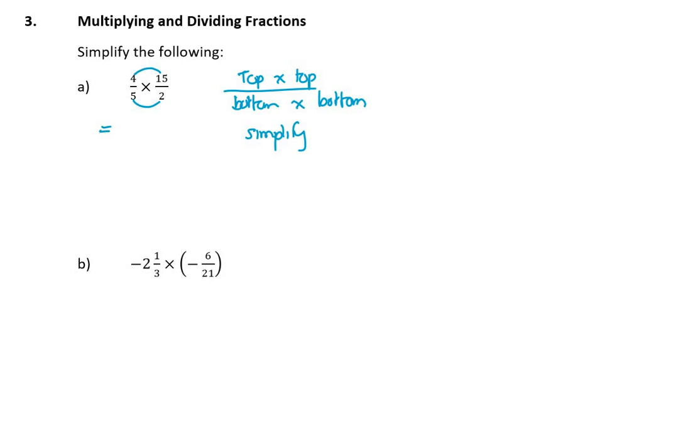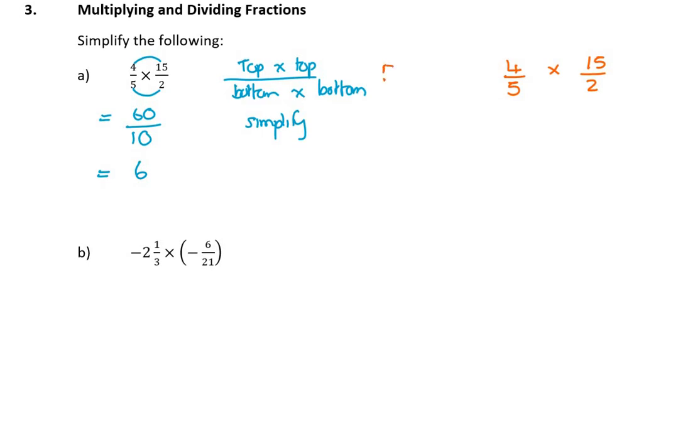So 4 times 15 is 60, and 5 times 2 is 10. Now, actually, that's a fairly easy simplification. The answer is 6. What's the other option? Our other option is to simplify first, then do top times top and bottom times bottom. So literally, the other option is to swap those two around. Now, by that I mean cross-cancelling.